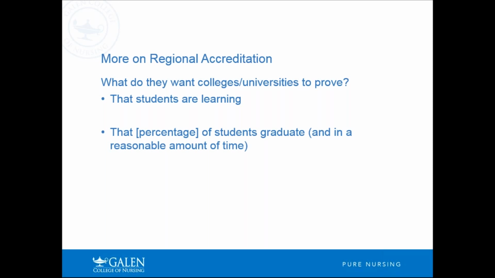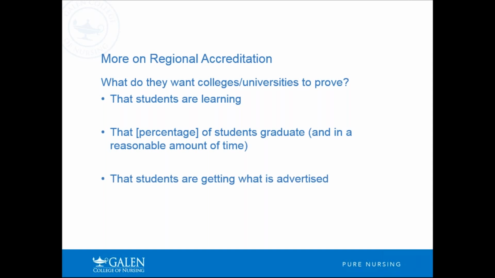So we have program student learning outcomes that we have to define and measure, and we need to show our accreditors how we're actually evaluating students' achievements. For example, critical thinking, or whatever you want your learning outcome to be.